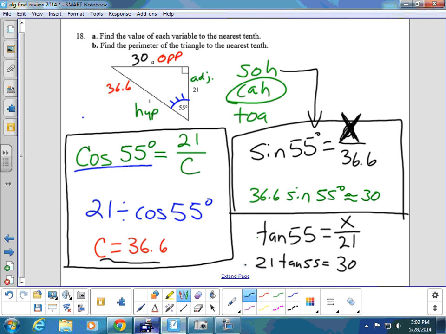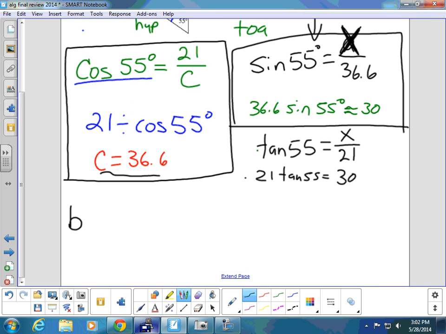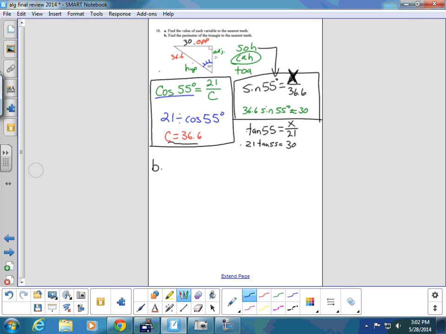Okay, not done yet. Now we have the three sides. Now it asks for the perimeter. So this is the part B part. The perimeter needs all sides added up together. So it would be A plus B, they don't give you B, sorry. Let's call it A plus 21 plus C. So in our question, A was 30 plus 21 plus 36.6. Again, you could use your calculator for this. It looks like 87.6.